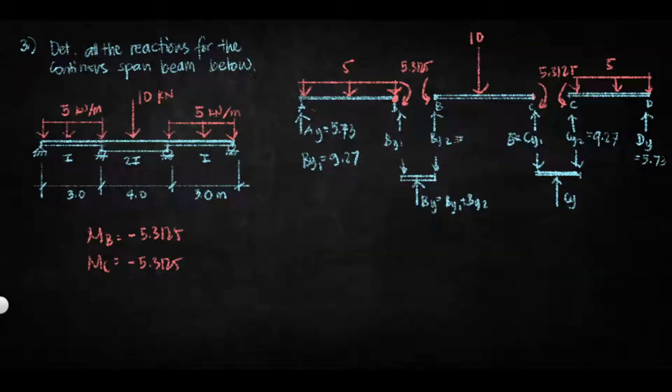And of course, this is also 5. I think, kompleto na tayo ng mga reaction. Okay? But we still need to get BY, which is the summation of BY1 and BY2. So that is 9.27 plus 5. So we have 14.27 for BY and also for CY, 14.27. So that's it, class.